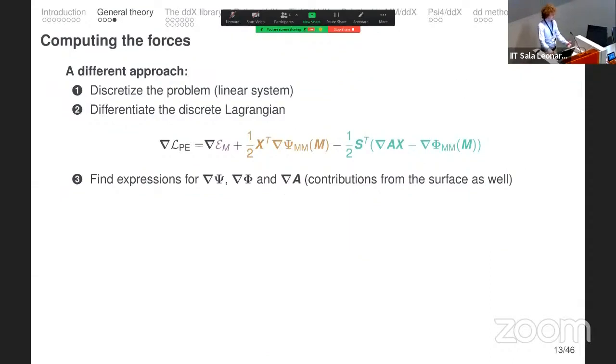Basically what we do is we first discretize the problem, and we get a linear system. And then we differentiate the discrete Lagrangian, the one I showed before. As you can see, for the gradients, for instance, we have a term from the multipoles. Then we have the gradient of this function psi, which will be some derivative of a Coulomb kernel or something like this. Then we have the derivative of the matrix. This is difficult because it contains many contributions also from the change in the surface. And finally, we have also the derivative of the phi function, which will be similar to the other one.